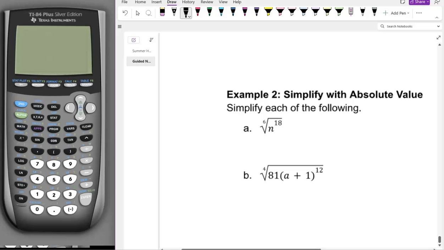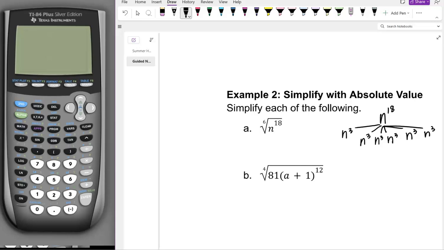So if I have the sixth root of n to the 18, it's saying what can I multiply by itself 6 times to get n to the 18? If you have a variable raised to a power, you can make a factor tree for this, n to the 18, and you would find out that if you multiply n cubed by itself 6 times, you would get 18 because you know that you add the exponents when you multiply.